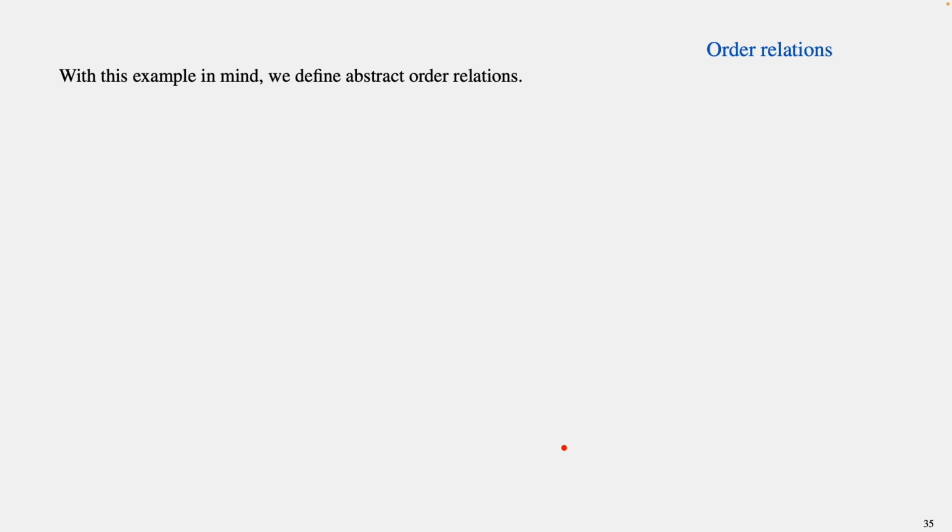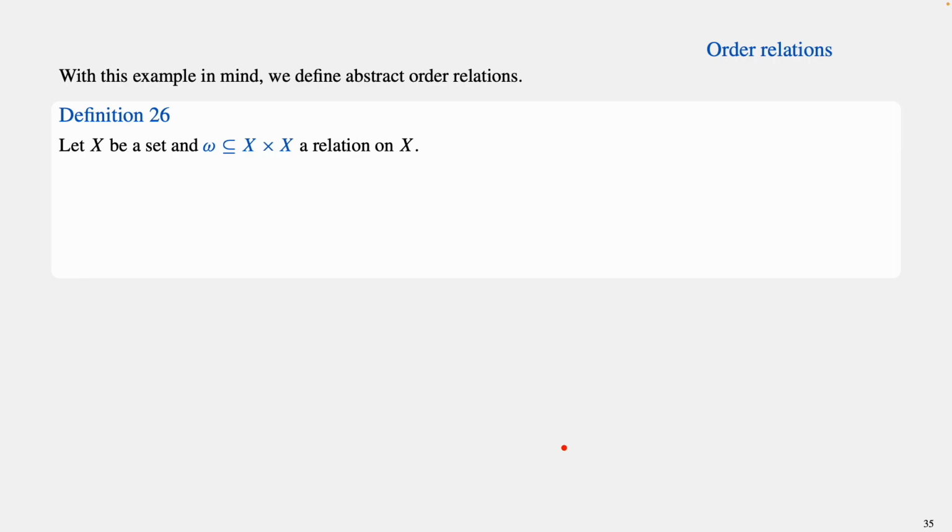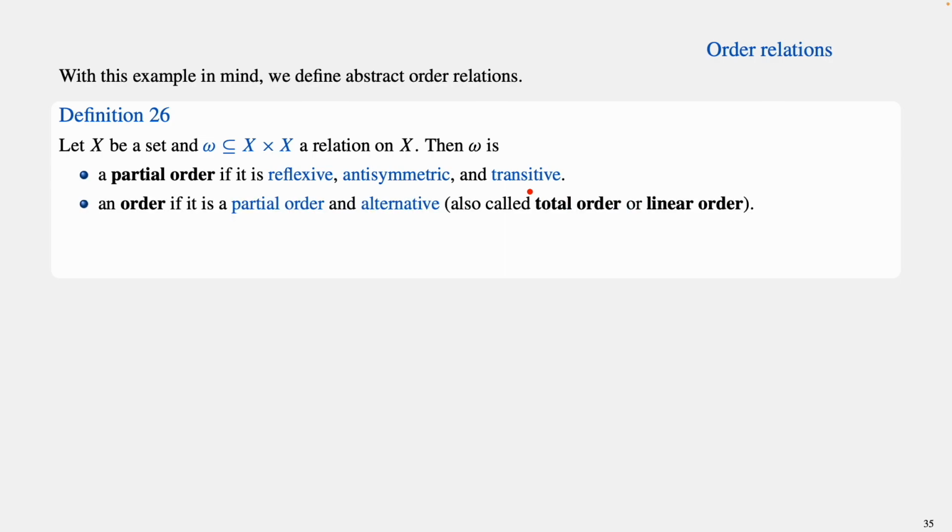Now, this example motivates our definition for order relations in an abstract sense. So if X is a set and omega, a subset of X times X, is a relation on X, then we call omega a partial order if omega is reflexive, anti-symmetric, and transitive. We call it an order if it is a partial order and in addition alternative. So it has all these properties, and in addition any two elements of the set X can be compared by this relation omega.